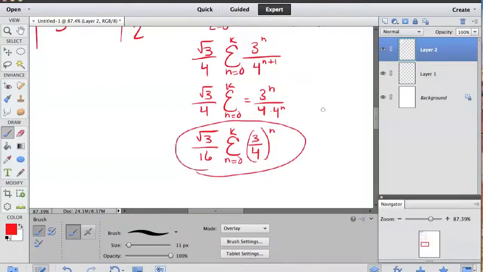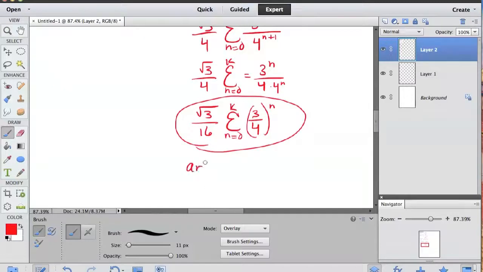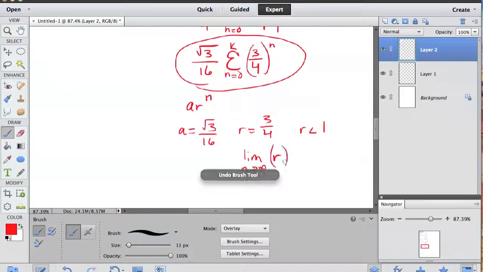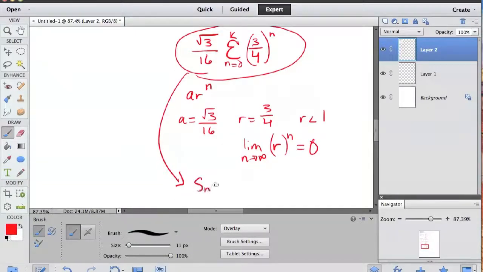Further simplification gets us to this geometric series right here, in the form A R to the exponent n, in this case where A equals root 3 over 16 and R equals 3 over 4. And we know that for a geometric series, if R is less than 1, when we take the limit as n goes to infinity of R to the exponent n, we get 0. So when we look at this sum, the general value for a geometric series is Sn equals A times 1 minus R to the n over 1 minus R.